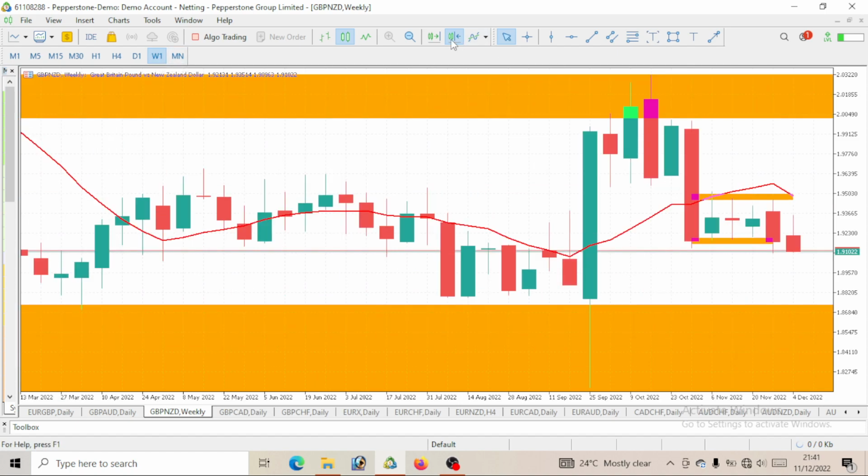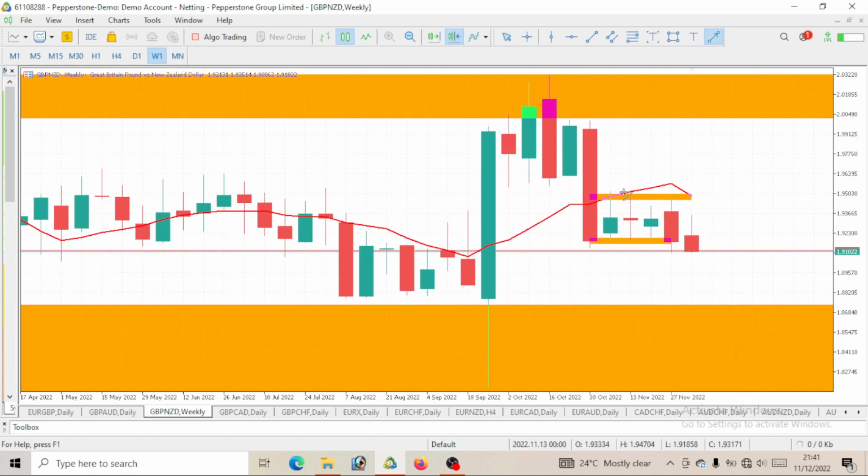Now for the weekly time frame, take a look at this movement. So clearly we know that we will be expecting a bearish move. So this is the movement we've gotten, which is a drop, and here will be considered as a pullback.